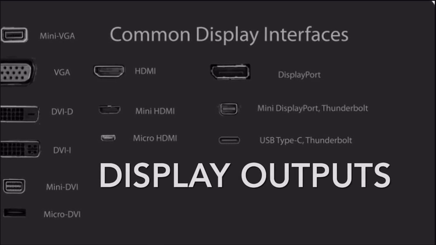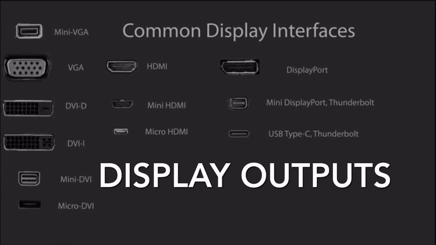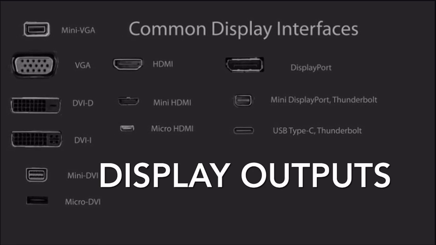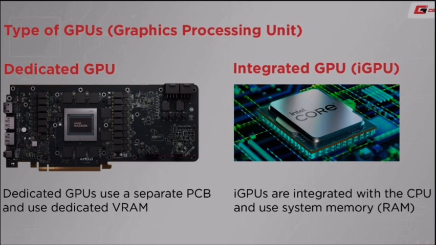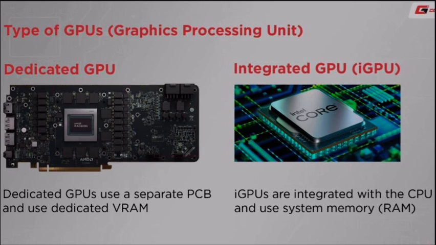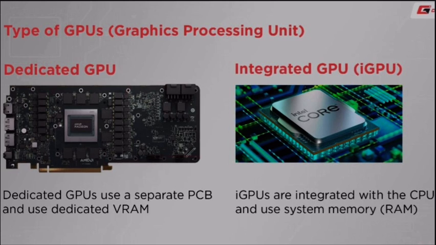Display outputs. GPUs provide output ports for connecting monitors and other display devices. Common outputs include HDMI, DisplayPort, and DVI. Dedicated versus integrated GPUs. Dedicated GPUs, like those from NVIDIA or AMD, are standalone cards specifically designed for graphics processing. Integrated GPUs are built into the computer's central processing unit and share system memory.